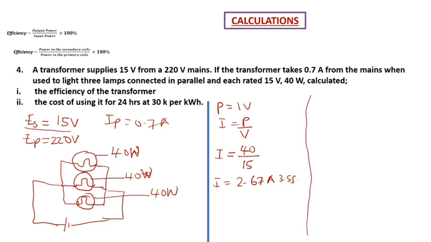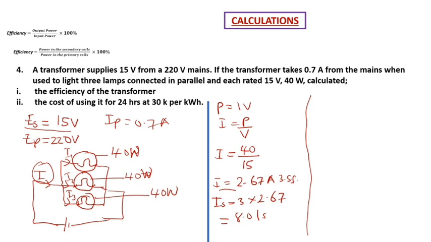Since there are three of them, the total current in the secondary, IS, will be 3 times 2.67. That's going to give me 8.01 amperes. So that's the secondary current. You can just add all the currents together, I1 plus I2 plus I3, because the total current I here is going to be I1 plus I2 plus I3. Since they are the same, just multiply them together. That gives you the current in the secondary circuit.